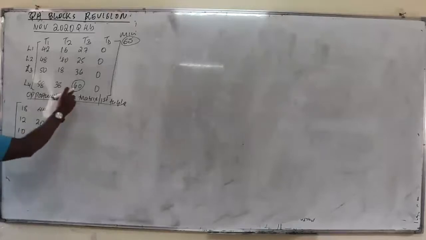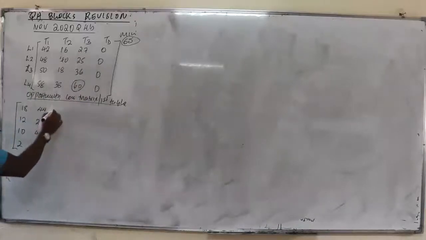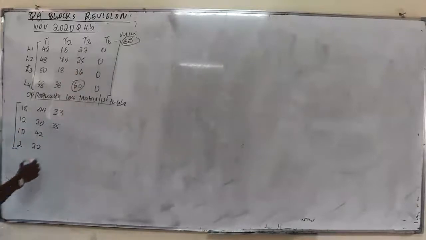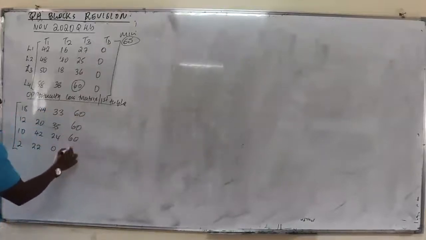60 minus 40, you get? 60 minus 18? Is that 32 or 42? 60 minus 38? Is that 22? 60 minus 27? Is that 33? 60 minus 25? Is that 35? 60 minus 36? 24. 60 minus 6? 0. 60 minus 0? Good. So that's the first table.